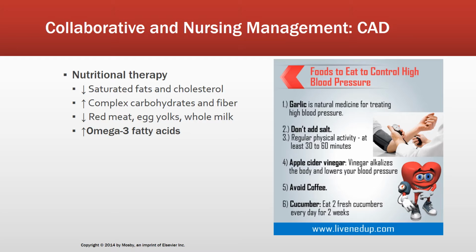Omega-3 fatty acids help reduce the risk of CAD when people eat them regularly. So for individuals with CAD, the AHA recommends eating fish at least twice a week because fish, especially fish like salmon or tuna, contain 2 types of omega-3 fatty acids.